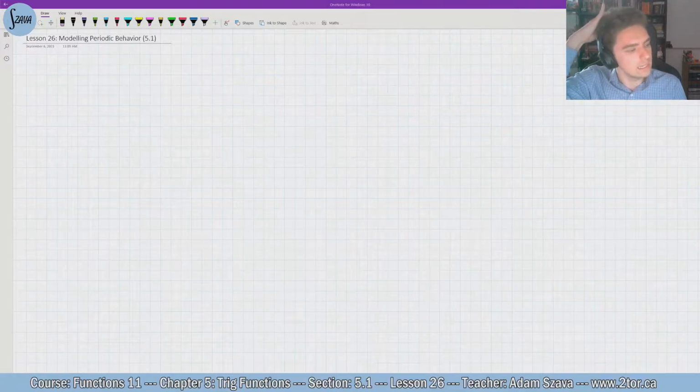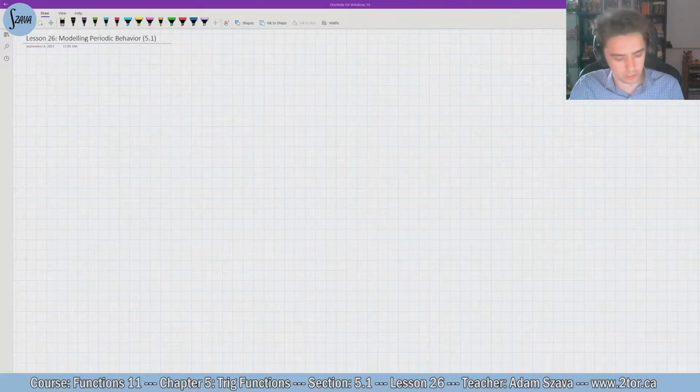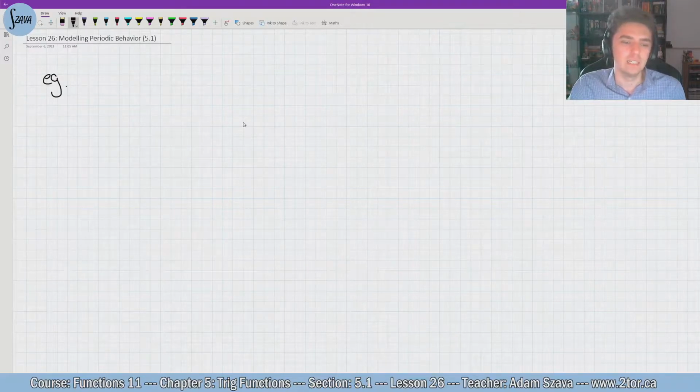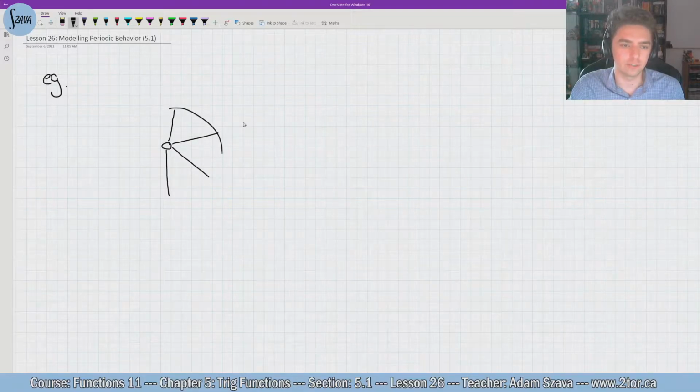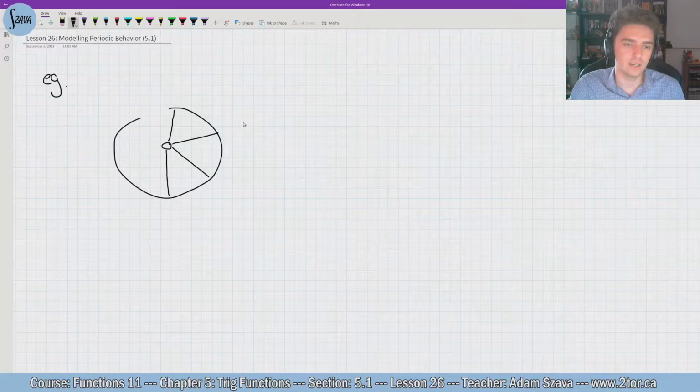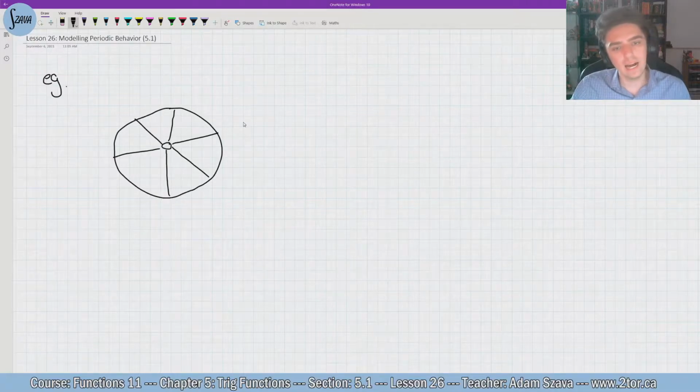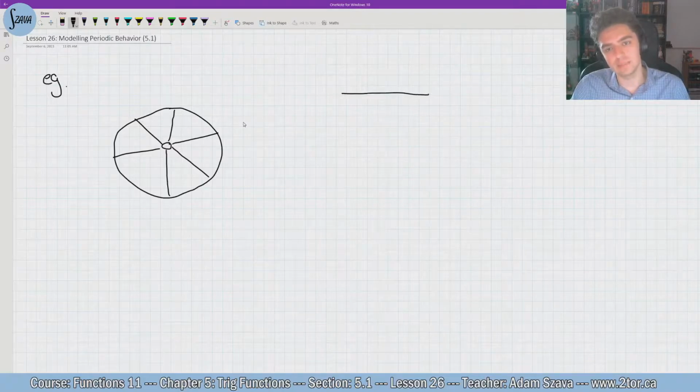So the initial example that I'm going to start this chapter with is a Ferris wheel example. So imagine you're on a Ferris wheel, okay, and you start. This is the Ferris wheel. If I can, maybe I should draw the circle first. Right, there's our Ferris wheel, and I am going to collect some data.